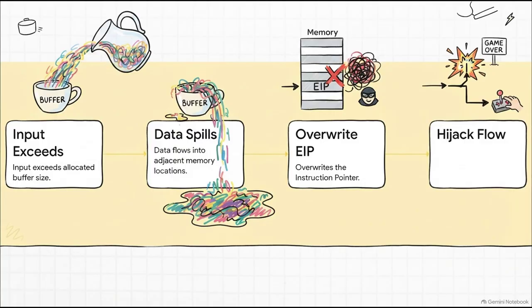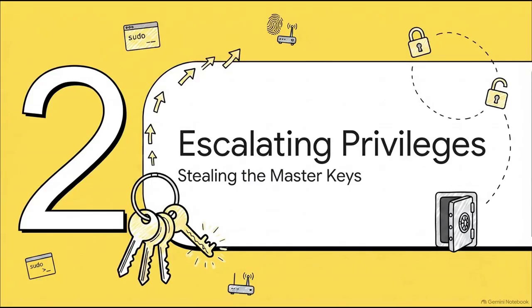But here is the absolute crucial point you need to memorize for the exam. Step 3, overriding the EIP. EIP stands for the instruction pointer, and it's the thing that tells the system what command to execute next. By overflowing the buffer and overriding that EIP with their own malicious code, the attacker completely hijacks the system's execution flow. Game over.